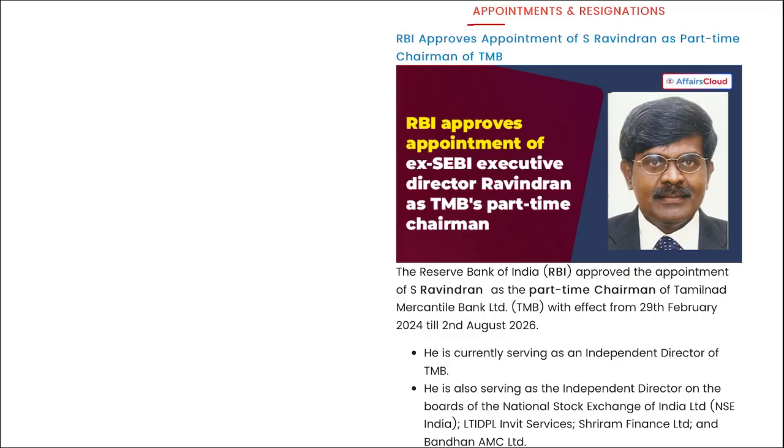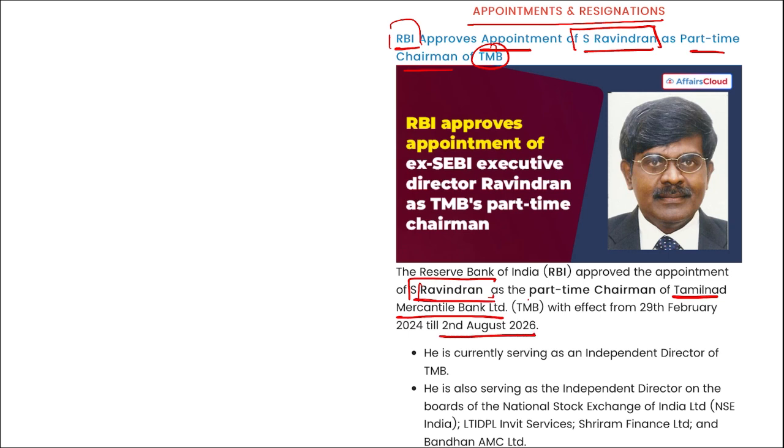Next, appointments and resignations. RBI has approved the appointment of R.S. Ravindran as the part-time chairman of TMB. I repeat, Tamil Nadu Mercantile Bank. So, who has been appointed as the part-time chairman of Tamil Nadu Mercantile Bank? S. Ravindran. Take a note of this, and he will be in this position till 2nd of August 2026. R. Ravindran, as you can see him in the picture.